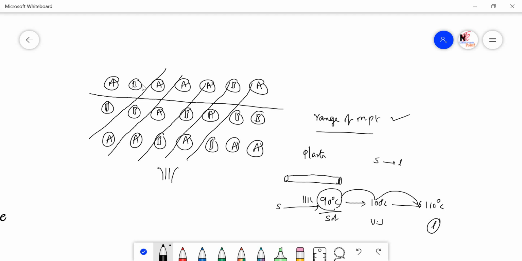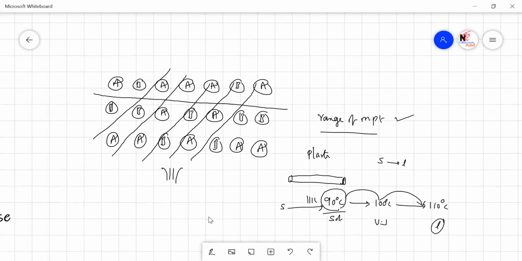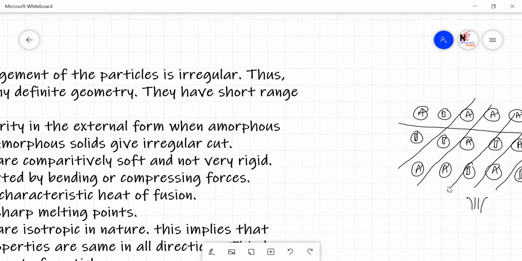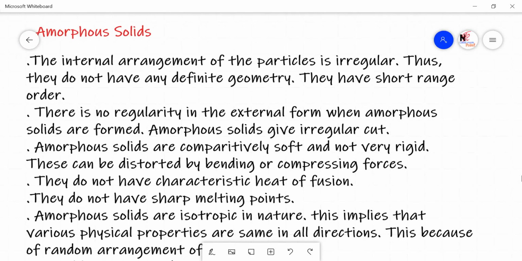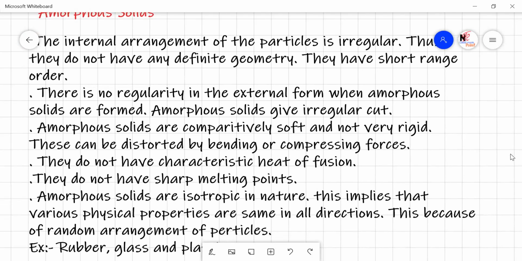So the amorphous solids do not maintain the long range order. They maintain only the short range order. Hence amorphous solids are called as the pseudo-solids. Let us see the general characteristics of the amorphous solids. These are the general characteristics of the amorphous solids. Directly you can take the screenshot as a notes.